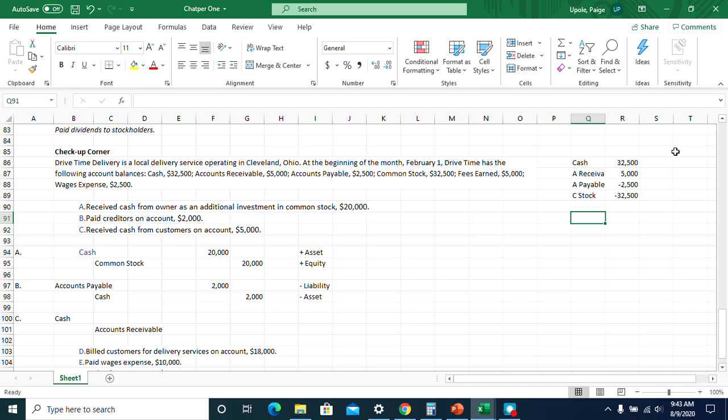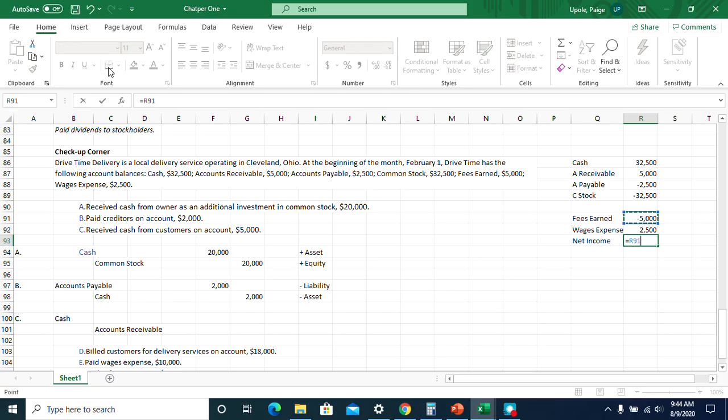We earned revenues of $5,000. Revenue is always shown as a credit balance. And then we have wages expense of $2,500. Expenses are always shown as a debit balance. So far our net income, our revenues minus our expenses, so far at the beginning of the month we had earned $2,500.